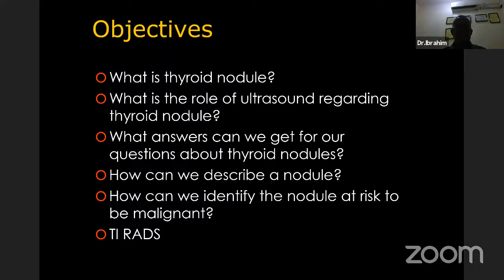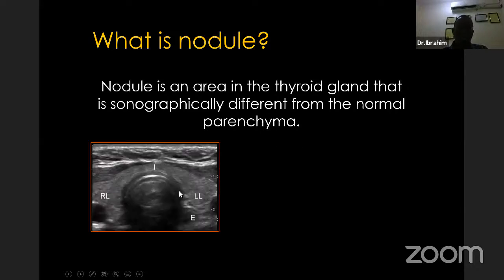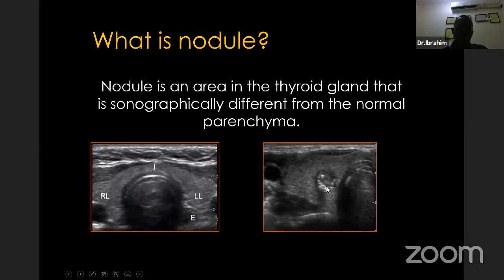So the first question is, what is a nodule? A nodule is an area in the thyroid gland that is sonographically different from normal parenchyma. This is a normal thyroid gland. It is homogeneous with medium level of echogenicity. And this is an example of an area with different sonographic appearance. When compared with the other thyroid parenchyma, we say it is a nodule.